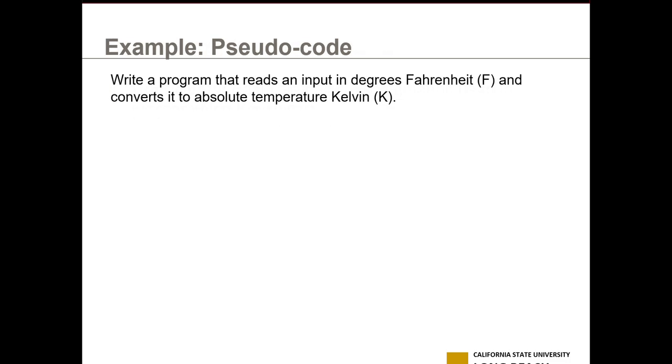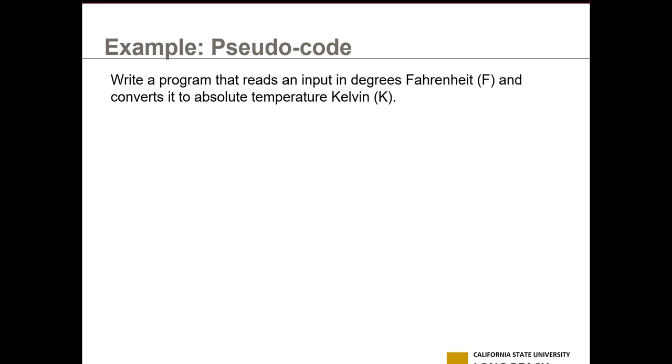So let's do an example. This example says we want to write a program that reads an input, which means it's coming from the user, in degrees Fahrenheit. And we're going to convert it to degrees Kelvin. So there's some fancy equation for degrees Kelvin. We're going to figure out what that is.